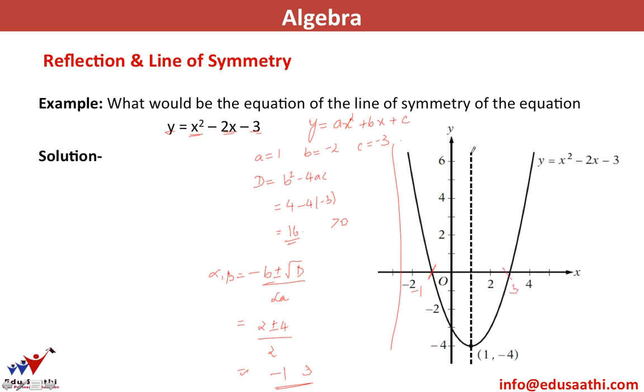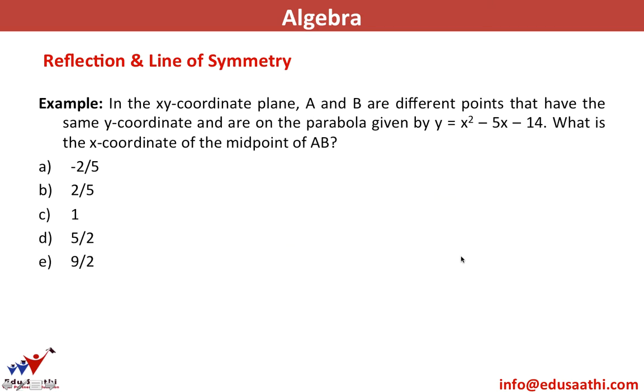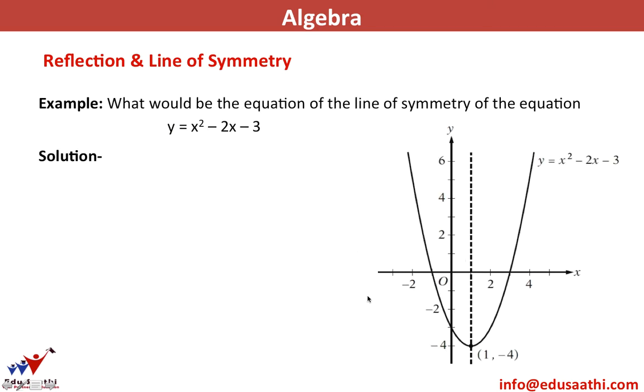Now, the line of symmetry is a line which passes through the vertex and is equidistant from the roots. The distance between minus 1 and 3 comes out to be 4 units. So the line of symmetry should be 2 units from either side. That means x is equal to 1. So the equation of the line of symmetry, I would write as x is equal to 1.